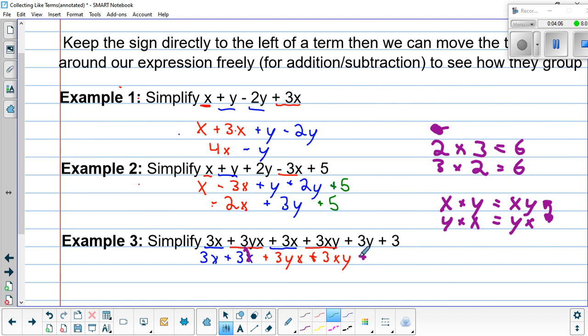Then I have this 3y and then plus 3. Since I don't have anything else, I'm just writing them both in purple. So here, 3x and 3x is going to be 6x. Then we have this plus 6xy. Convention is to write in alphabetical order. And then at the end we can write plus 3y plus 3.